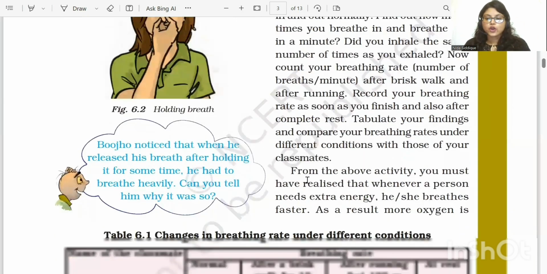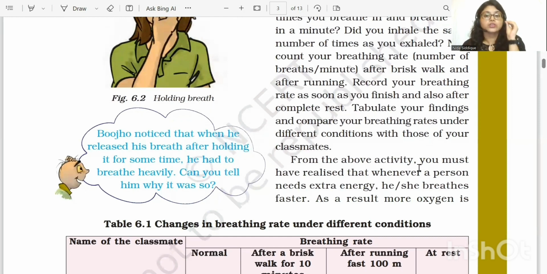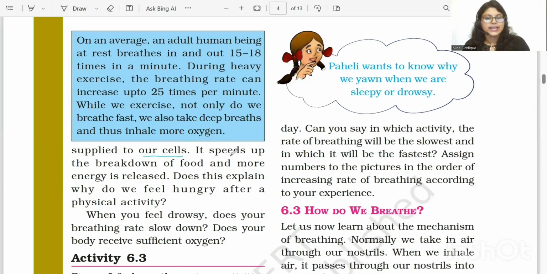So from this activity, you all should realize this, that whenever a person needs extra energy, जब भी हमें ज़्यादा energy की ज़रूरत पड़ती है, at that time, the person will breathe faster. Okay. So whenever we need more energy, our breathing rate will be more. As a result, more oxygen is supplied to our cells. It speeds up the breakdown of food and more energy is released.